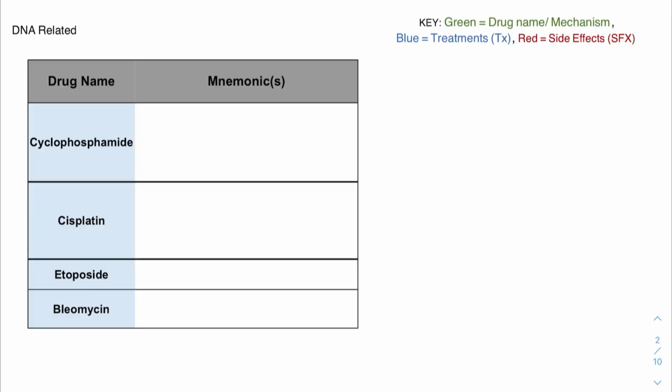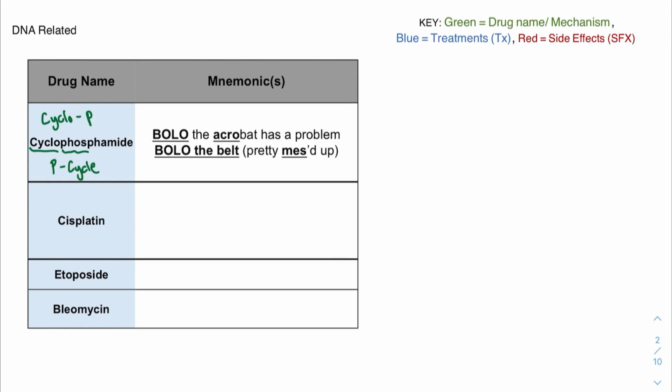Now, first off is cyclophosphamide. To set the stage for the mnemonic we're going to be using, we're going to talk about the actual structure of the word cyclophosphamide, in particular, cyclophospho, as in a cyclo-P, as in a P cycle. On that note, let's get on to the actual mnemonic sentence, which is, Bolo the acrobat has a problem below the belt, in parentheses, pretty messed up.